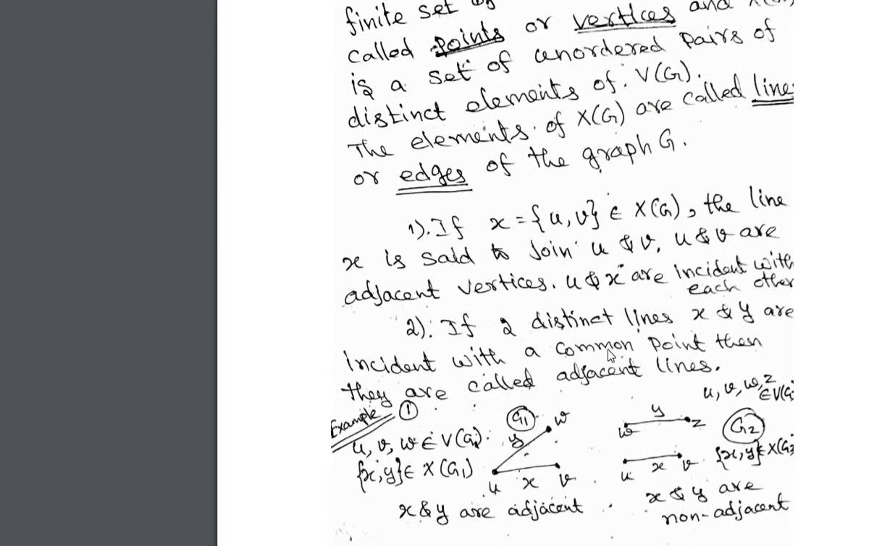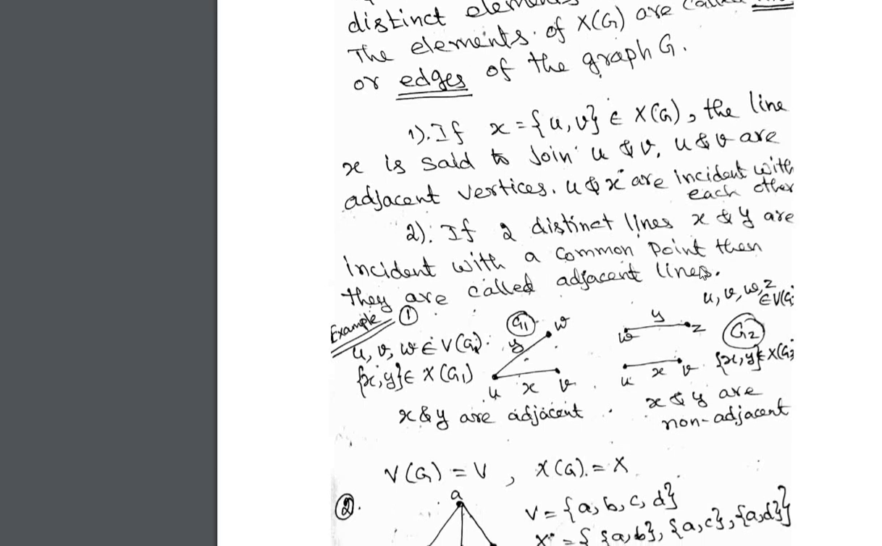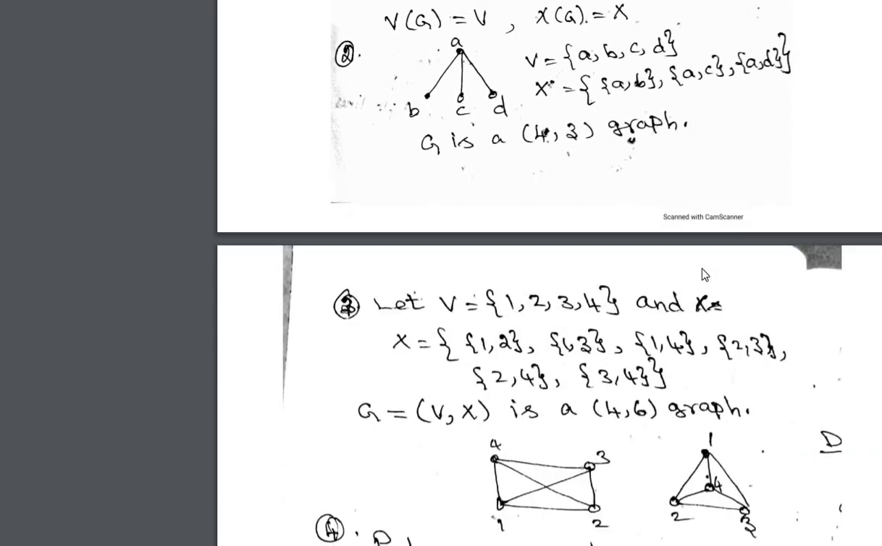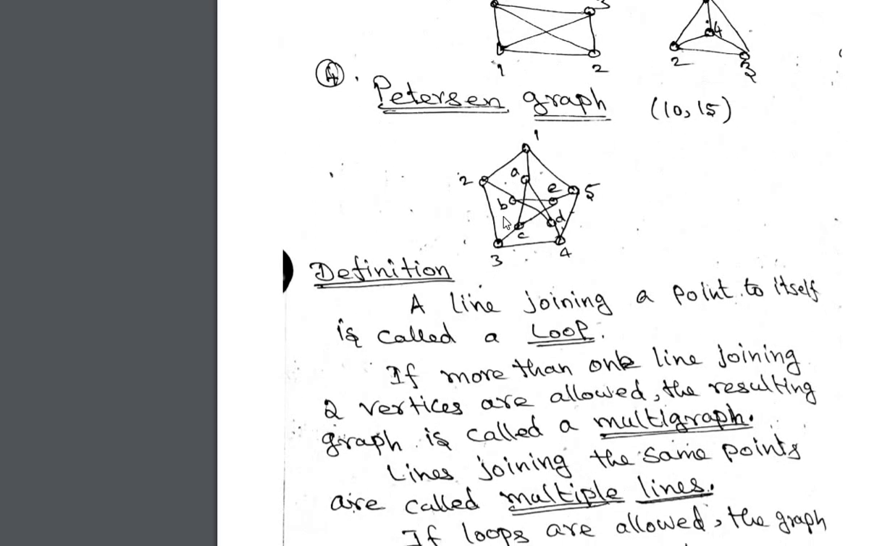If x is equal to (u, v) belongs to X(G), the line x is said to join u and v. U and v are adjacent vertices, and u and x are incident. Okay. And the next one is, two distinct lines x and y incident with a common point, we call them adjacent lines or adjacent edges. Some examples we have studied. And next one is the Petersen graph, with 10 vertices and 15 edges. This is the Petersen graph. Then a line joining a point to itself is called a loop.